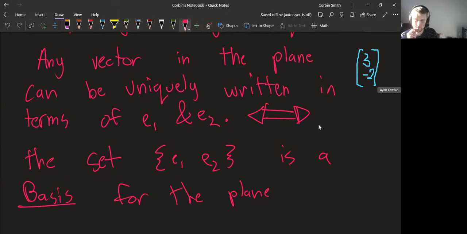Then I'll have to have 3E1 minus 2E2. Is that allowed? Because you're not allowed to have differences. Yeah, you are. When you multiply a vector by a negative, it means just flip it around, make it point in the opposite direction. Does that make sense? Yeah. Okay.